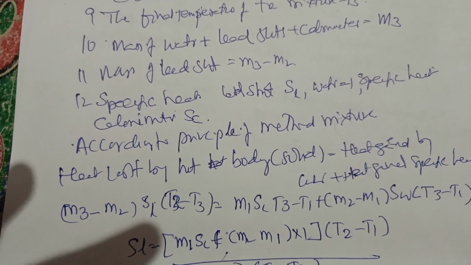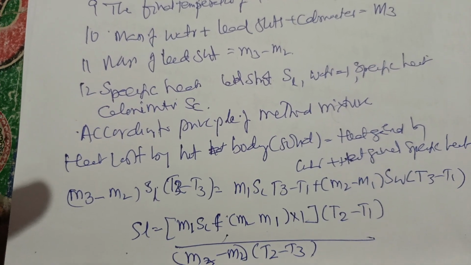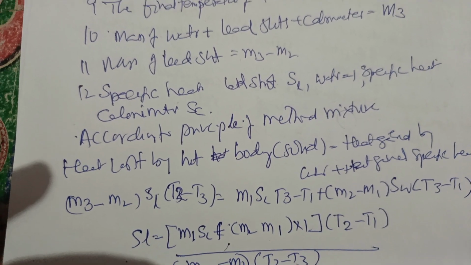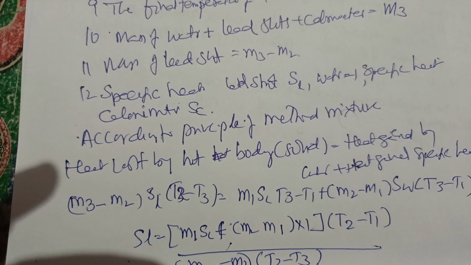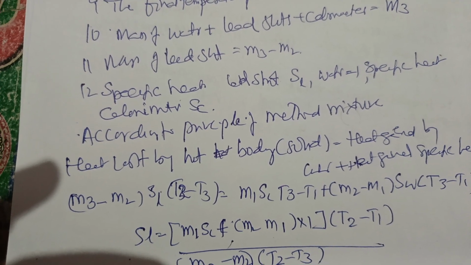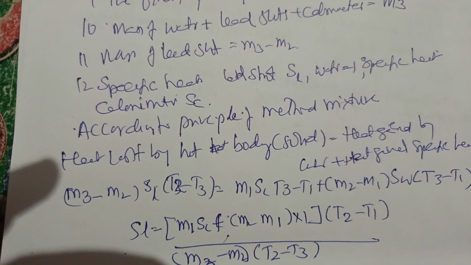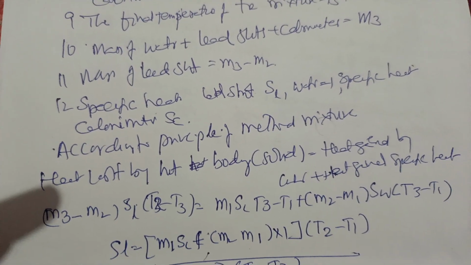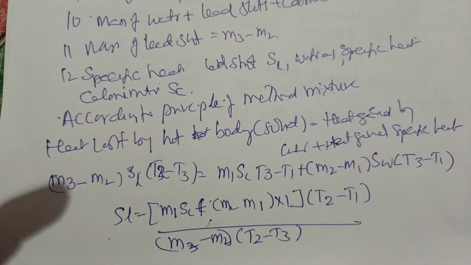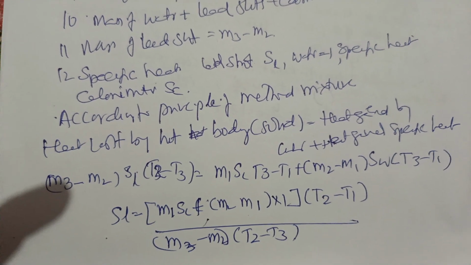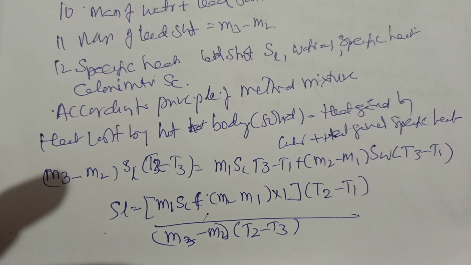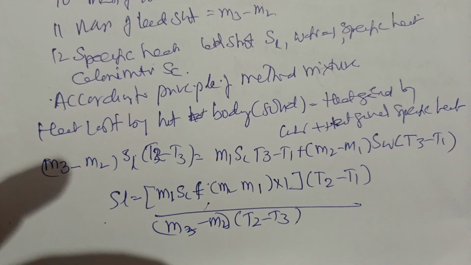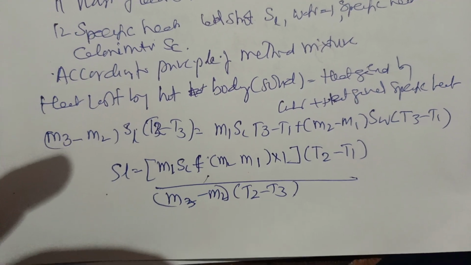the cold bodies. Now (M3 minus M2) into SL into (T2 minus T3) is equal to M1 into SC into (T3 minus T1) plus (M2 minus M1) into SW into (T3 minus T1). Here SW is 1. Hence SL is equal to [M1 SC plus (M2 minus M1)] into (T3 minus T1) divided by (M3 minus M2) into (T2 minus T3).